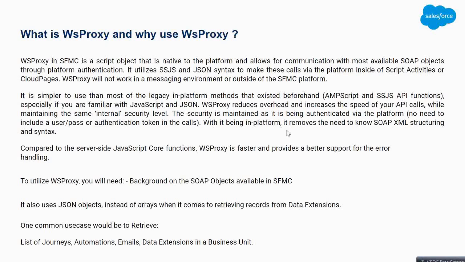And also, what kind of activities can we perform using WS proxy? Let's say we want to retrieve the list of data extensions in a business unit. We can do that using WS proxy. Let's say we want to unsubscribe a user from SFMC. We can do that using WS proxy. So these are the kinds of activities we can perform using WS proxy.